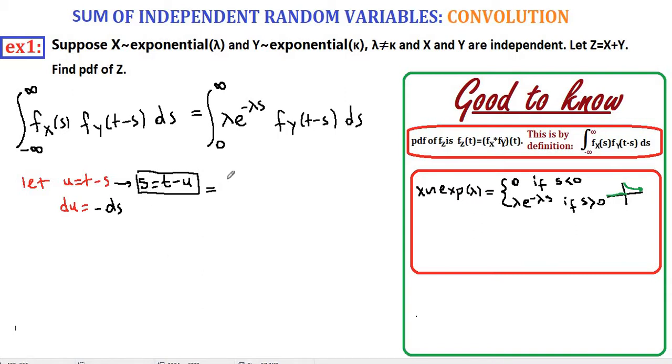Now we have the integral from 0 to infinity. We have lambda e to the negative lambda, and instead of s, we're going to write t minus u. And we have fY of, instead of t minus s, our u substitution. And instead of ds, we're going to use negative du. So we can write du here and pull the negative sign to the front.